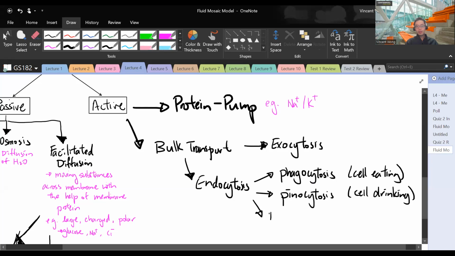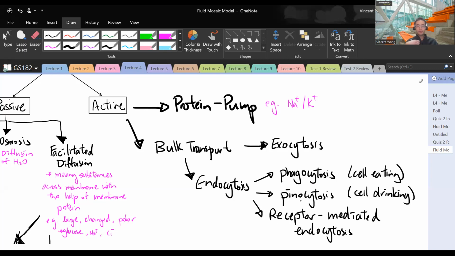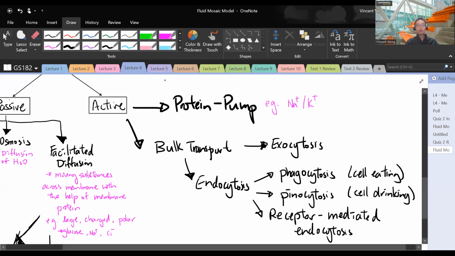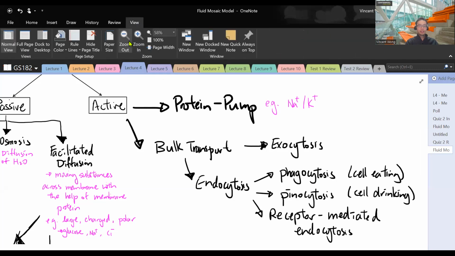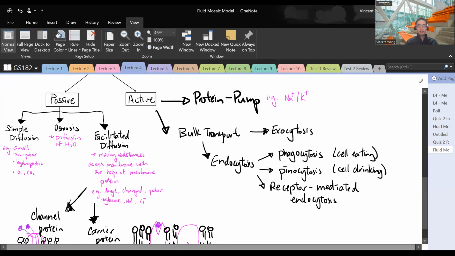And then the last one is called receptor-mediated endocytosis. It's the same as the other two types, but it requires the molecules to be a particular shape before you can bring them in. Okay, so there's just an extra layer of control and regulation there. So this summarizes all the different types of transport. And again, for the full story, for all the details, you can watch the recordings.